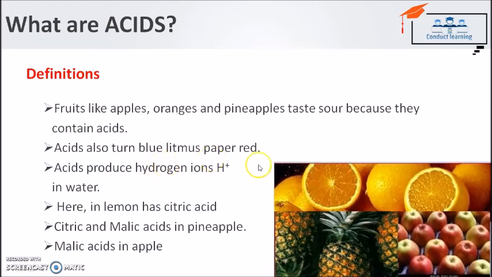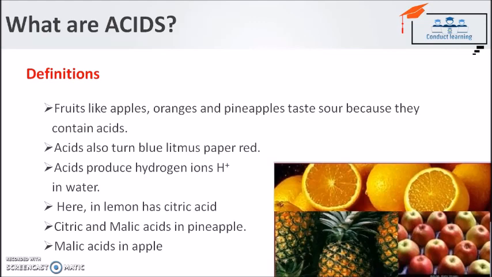Here, if we take the example of lemon, here is a lemon in the figure. It contains citric acid. Because of citric acid, it tastes sour, right? If you take pineapple, it also tastes sour because of citric and malic acid in it. And if we take apple, it contains only malic acid. So because of these different kinds of natural acids available in these fruits, they produce a sour taste. That means we can say that fruits also contain acids.